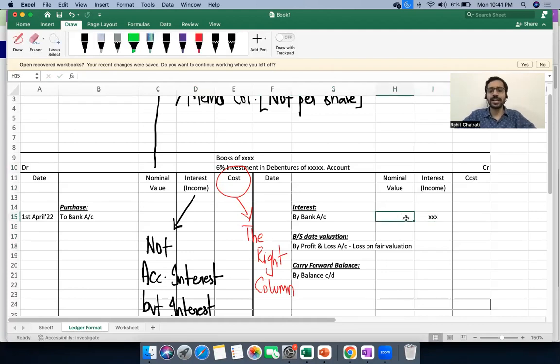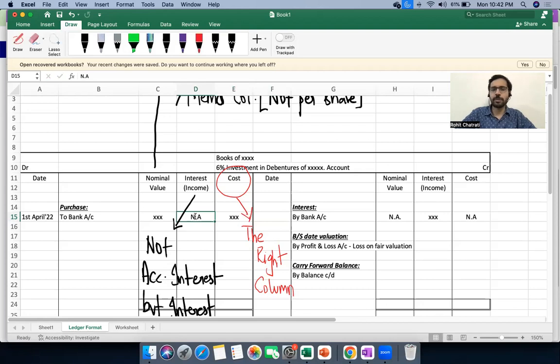You will not write any values in nominal value and cost, but you will write the corresponding value in the interest P&L ledger. Same way, when you were purchasing, you would have written some value in nominal value. You may or may not write anything in the interest column. I'll come to why I said may or may not. Right now, in the example that I was saying, let us say you do not have anything. Therefore, I'm writing it as not applicable.